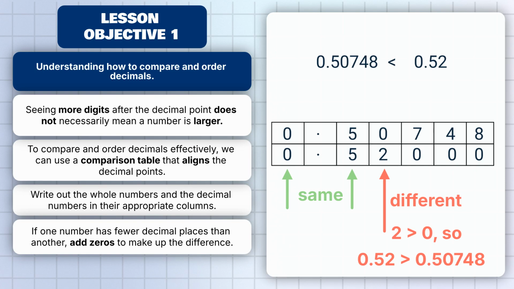As you become more familiar with this technique, you might not need to set up a comparison table every time. With practice, you can start to identify which decimal is larger visually. However, if there's ever any uncertainty, especially when dealing with more challenging comparisons, don't hesitate to fall back on the comparison table method. It provides a clear and systematic approach to ordering decimals correctly. Let's proceed with some practical examples to solidify this understanding.